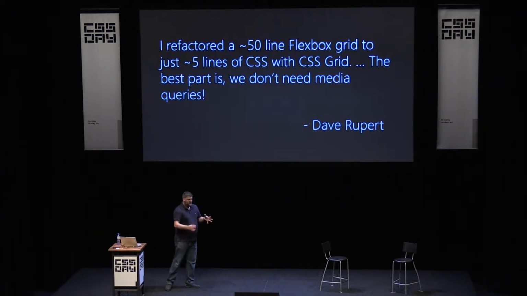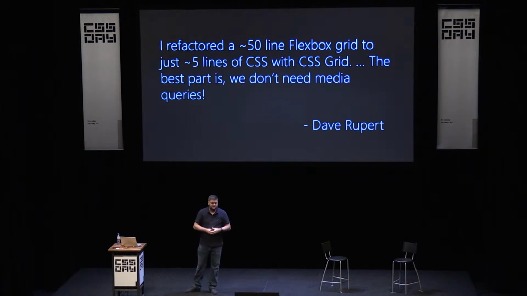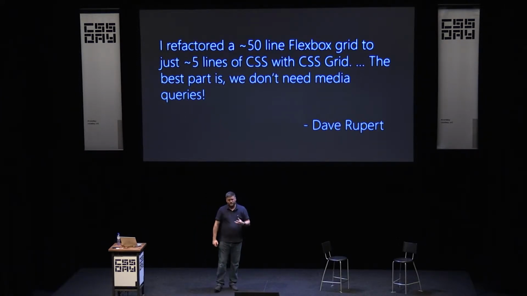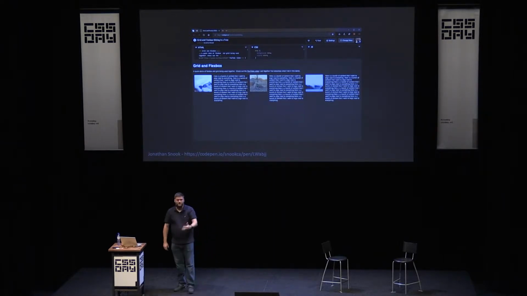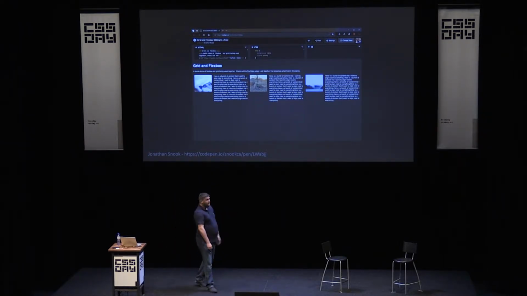Dave Rupert has this great quote where he was trying to create a faux grid with CSS Flexbox, and he refactored 50 lines of Flexbox grid into just roughly 5 lines of CSS grid. And the best part, he didn't use any media queries. And while that's a great quote, let's look at a realistic example. Jonathan Snook actually happens to be in the audience today, and he did all the hard work for me, which was great, because then I didn't have to do it.